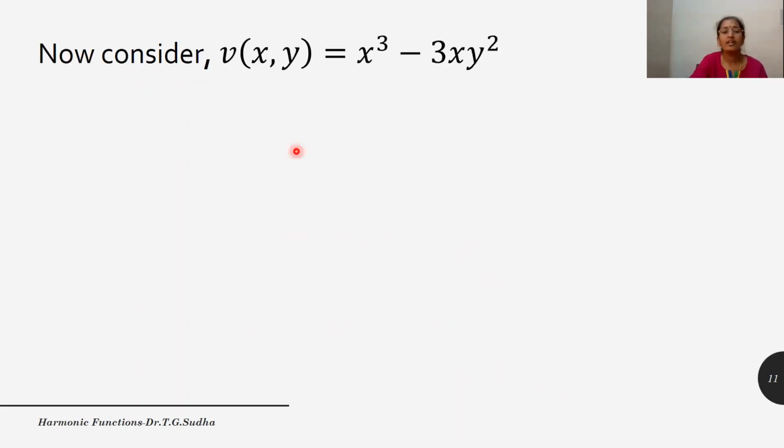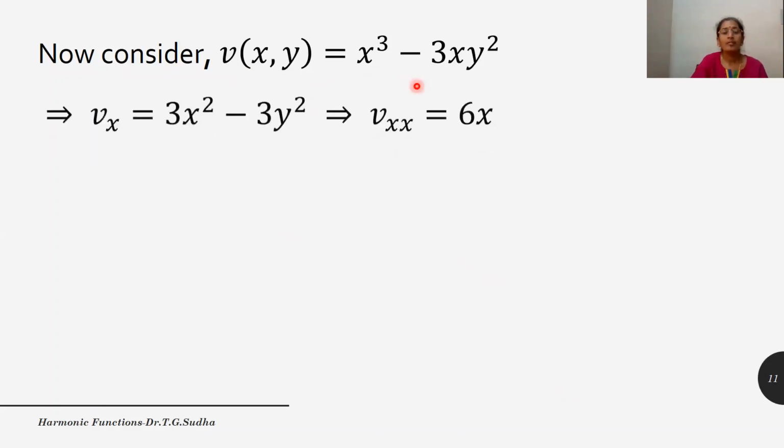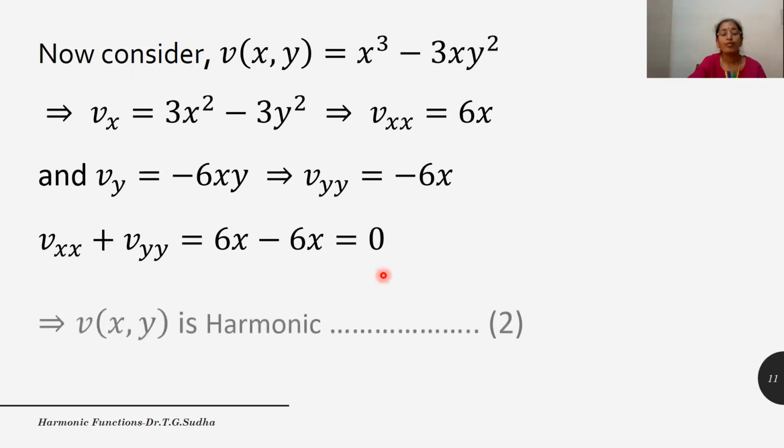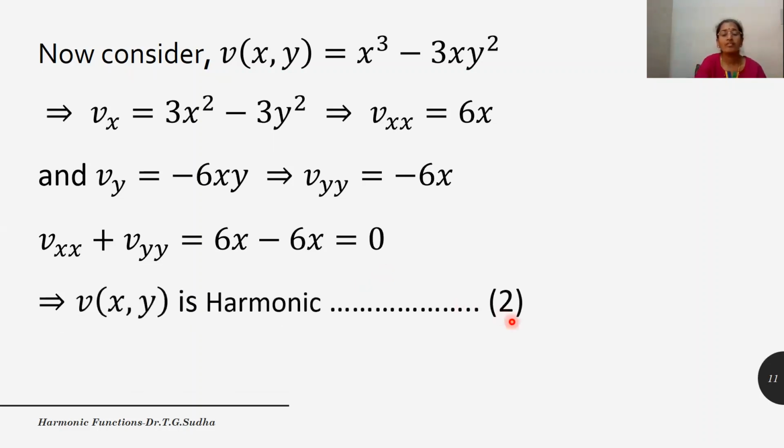Now let us consider the imaginary part v. v is x³ − 3xy². The partial derivative of v with respect to x, the first order derivative, is 3x² − 3y², and v_xx, the second order derivative, is 6x. With respect to y, v_y is −6xy, and the second order partial derivative ∂²v/∂y² is equal to −6x. Now v_xx + v_yy gives us 6x − 6x, which gives us 0. Therefore, v is harmonic. Call this expression 2.